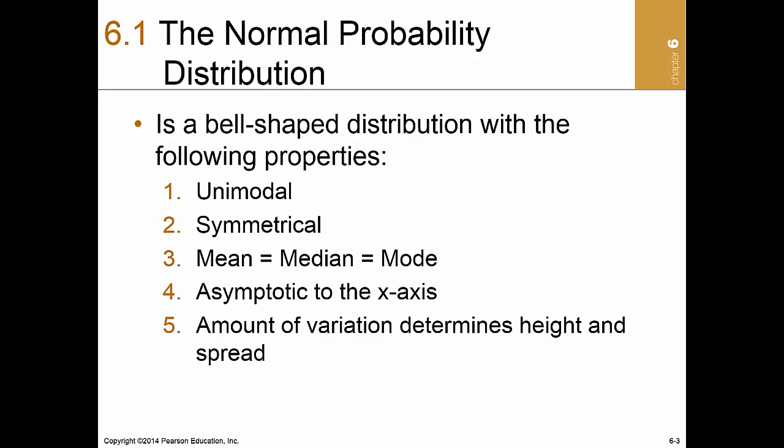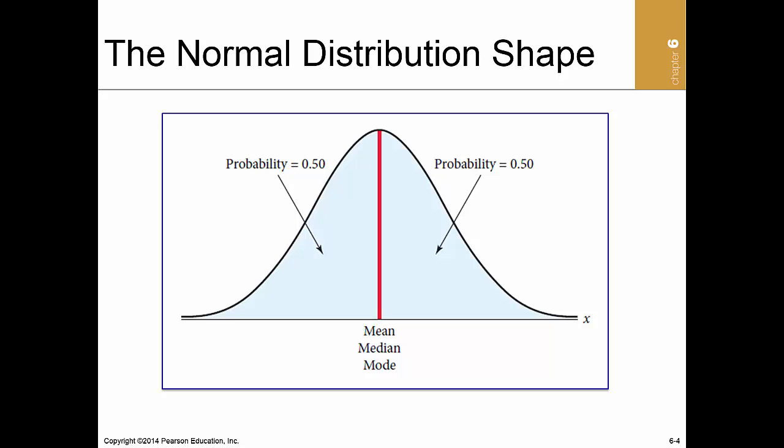This distribution is a unimodal, symmetrical distribution where the mean, median, and mode are equal. The distribution is asymptotic, stretching to either negative infinity or positive infinity, and the normal curve approaches the horizontal axis. The height and spread are determined by the amount of variation. Here we can see what a typical normal distribution looks like. All normal distributions have the same general shape as this one. However, they can differ in their mean value and their variation depending on the situation being considered. Again, take note that with this distribution, the mean, median, and mode are all equal.